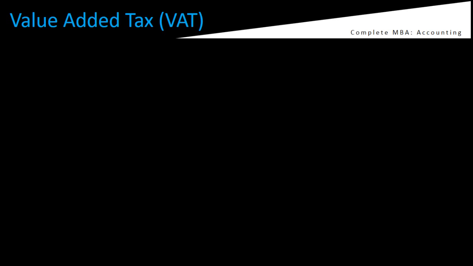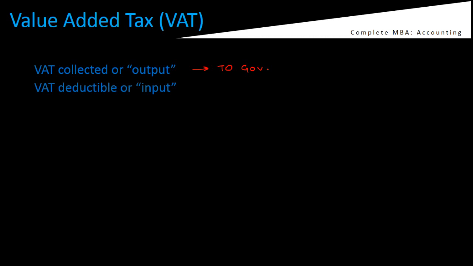So before we go any further, you need to understand the 3 types of accounts used in the COA when talking about it. First, there is an account called VAT collected, or output. This is the money you have to pay to the government at the end of the fiscal year. So this is to government. The second important account is VAT deductible, or input. This is the money that the government pays you at the end of the fiscal year. So this is from government.